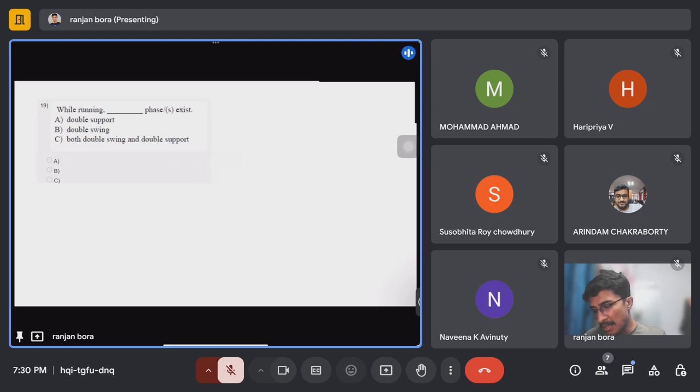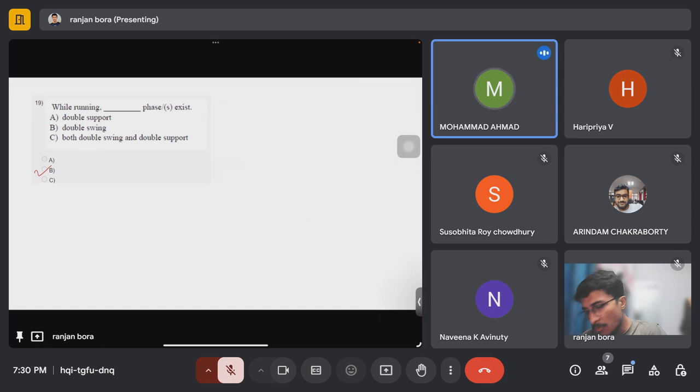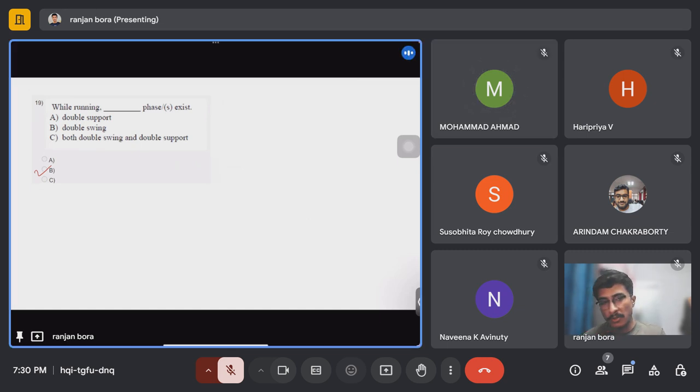While running, which phase exists? Double support? While running, there is no double support phase. Only the double swing phase exists. Option B is correct.